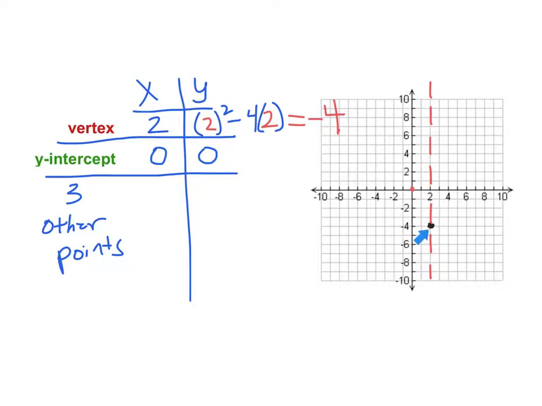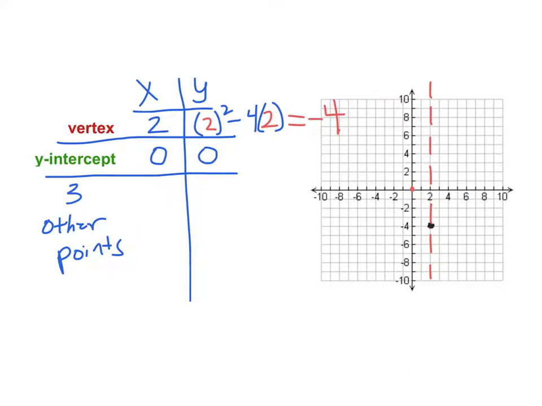Okay? So that's the vertex, which means this graph definitely opens up because it's going to come up to this point here. So it's going to open up in this direction, and then the other side will look the same, just reflected the other way. Now, so far we found 2 points. We're going to be able to use this point to reflect and find another point over here. We'll get to that in a second. We're going to find one more point.